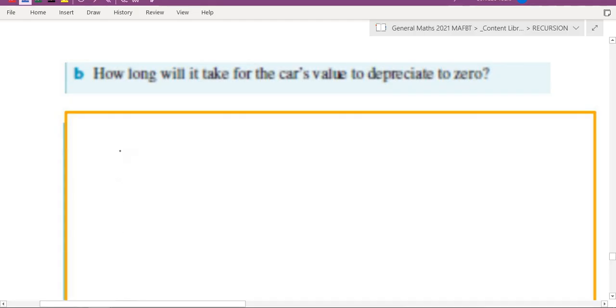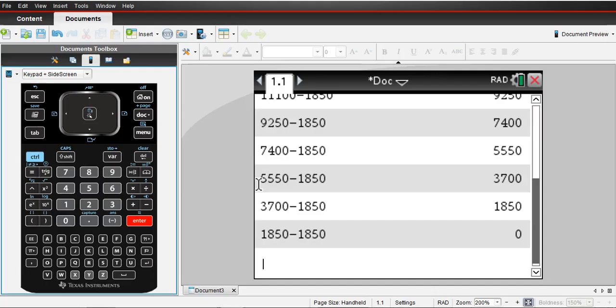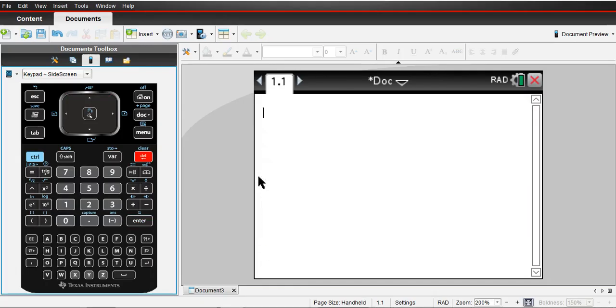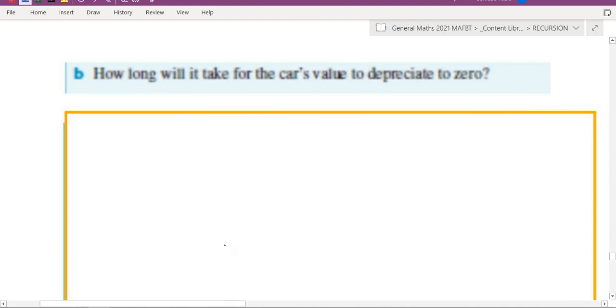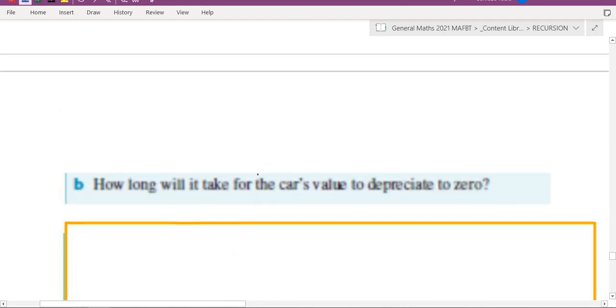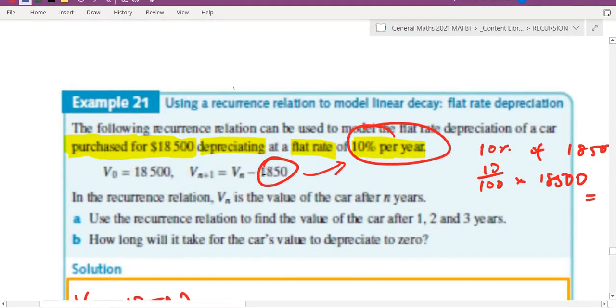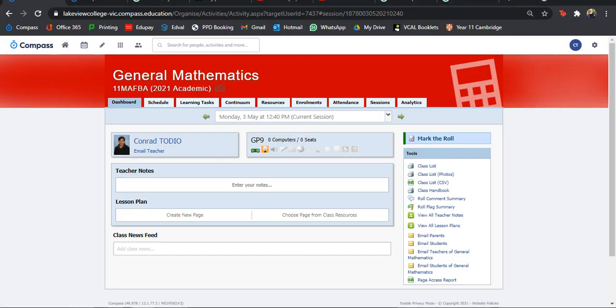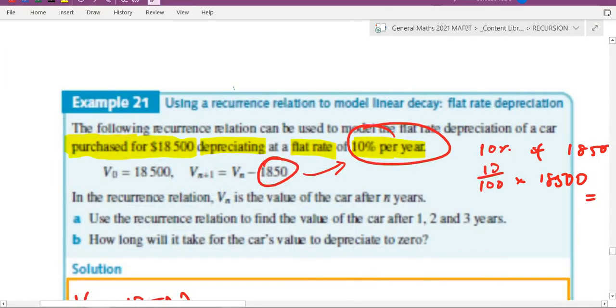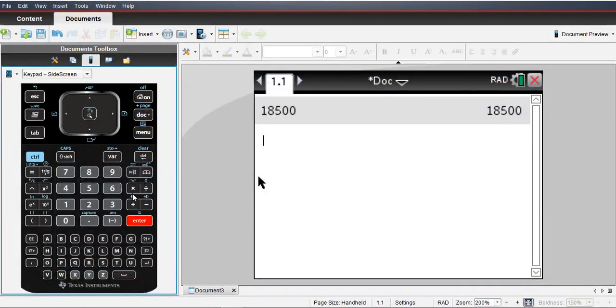Can you explain how to do that thing again, like how it repeats itself? Yep. Okay, I'll do that now. So to get to this point, you always have to start off by writing your starting term. So starting term was 18,500, right? And then you press enter. And then from there, you got to figure out, okay, is it minusing, is it adding, is it subtracting, is it multiplying? Well, you look at your recurrence relation, it says it's minusing 1850 each time. So you just literally write on your CAS, press the minus button, this one here, and then 1850.